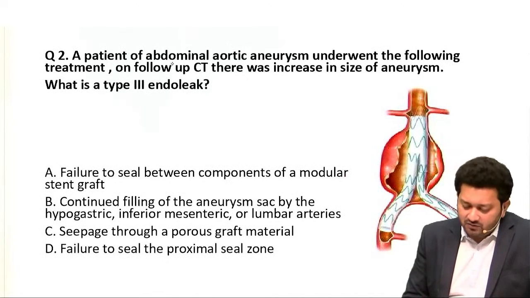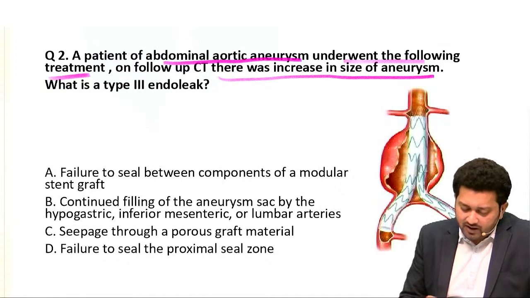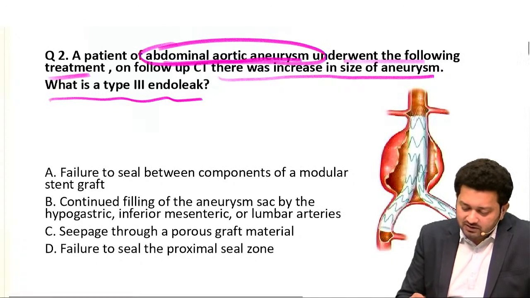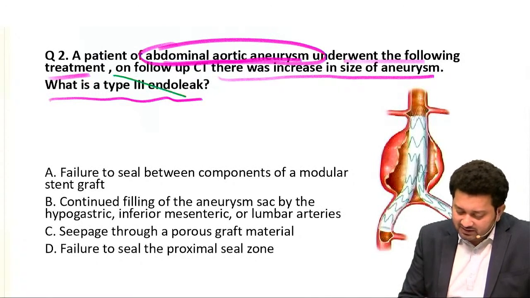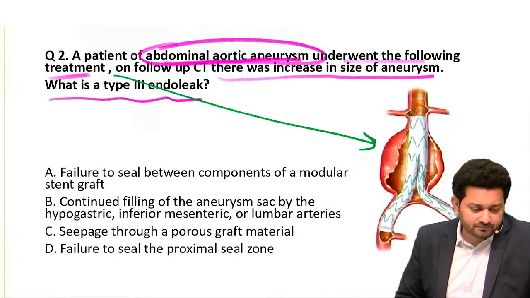See, a patient of abdominal aortic aneurysm underwent the following treatment. On follow-up CT, there was increase in size of aneurysm. What is type 3 endoleak? Abdominal aortic aneurysm underwent this treatment. Now you tell me, this image is, what is this treatment option?